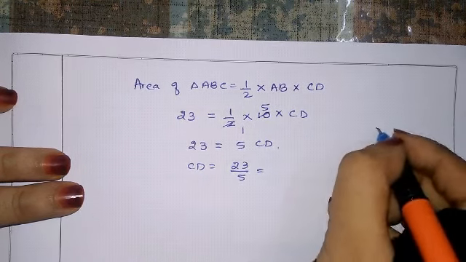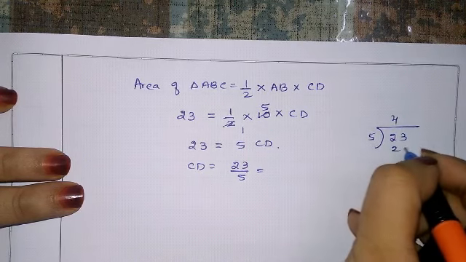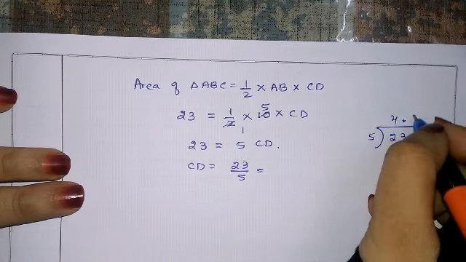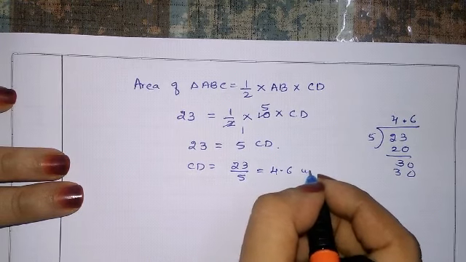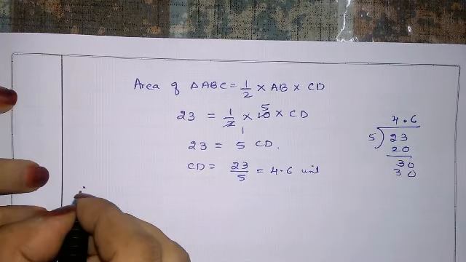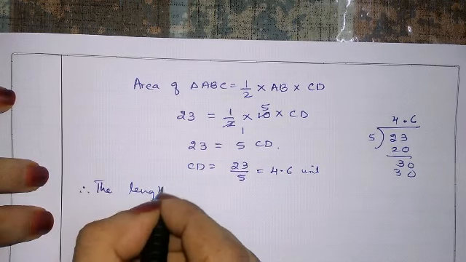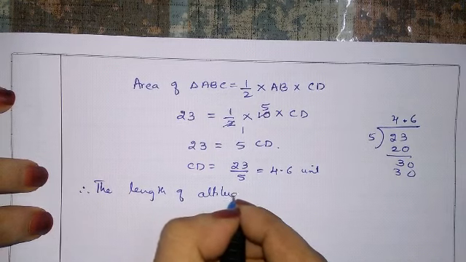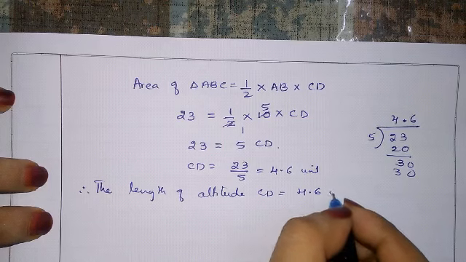We can divide and see, 5 4s are 20, 3 remains, 0.0, 5 6s are 30. That is 4.6 units. We can write, therefore, the length of altitude CD is equal to 4.6 units.